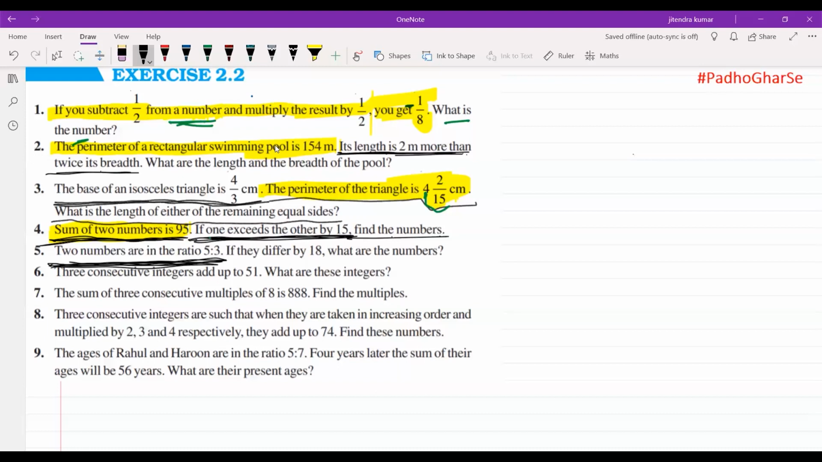So in this type of question, what is the meaning that two numbers are in the ratio 5:3? Let's consider two numbers, 15 and 20. If you write them as 15 by 20 and cancel, you will see that we are getting 3 by 4. It means 3:4 is their ratio.